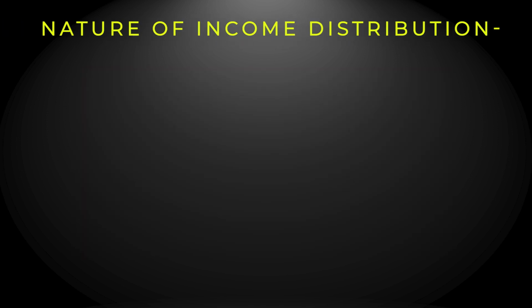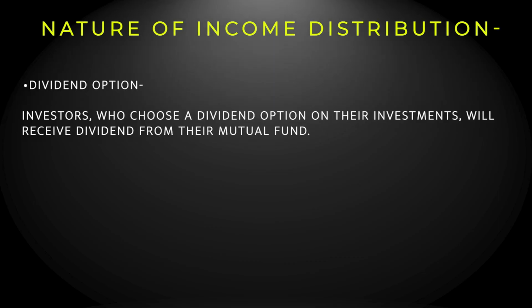Nature of income distribution. There are three types of options available for an investor for their income. Number one is dividend option. Investors who choose a dividend option on their investment will receive dividend from their mutual fund. Suppose an investor invests in equity shares based mutual fund. So when the company declares dividend, the investor also gets the dividend in their proportion.